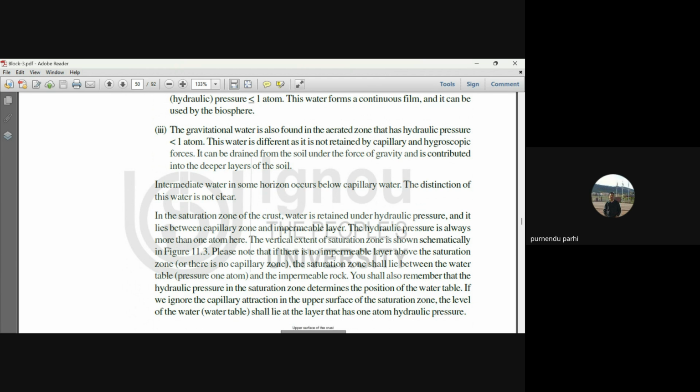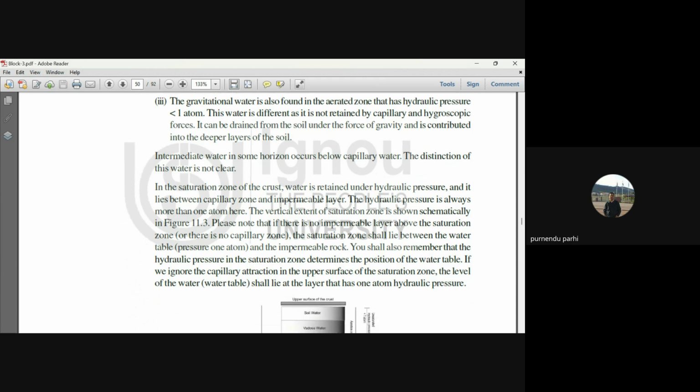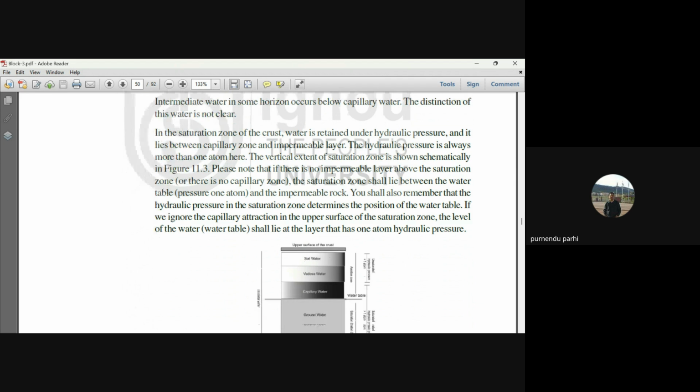In the saturation zone of the crust, water is retained under the hydraulic pressure and it lies between the capillary zone and the impermeable layer. The hydraulic pressure is always more than 1 atmosphere here. The vertical extent of the saturation zone is shown schematically in the figure given below.